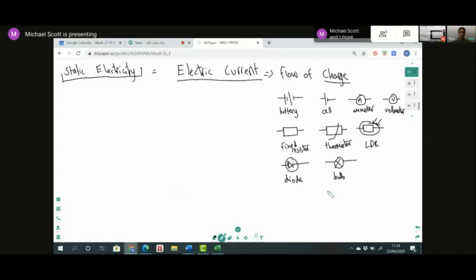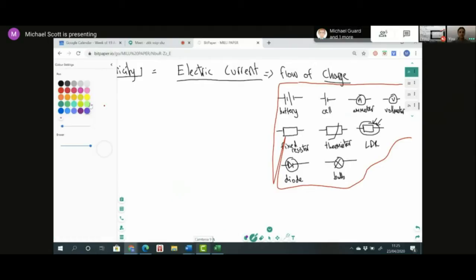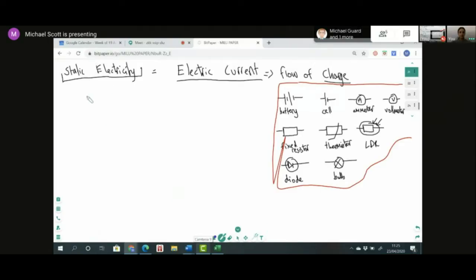And what you should be able to do is look at any given circuit, and you could be asked to draw a circuit including these different components. So just to start off with where we're going to be going today, I want you to take a look at this circuit for me.